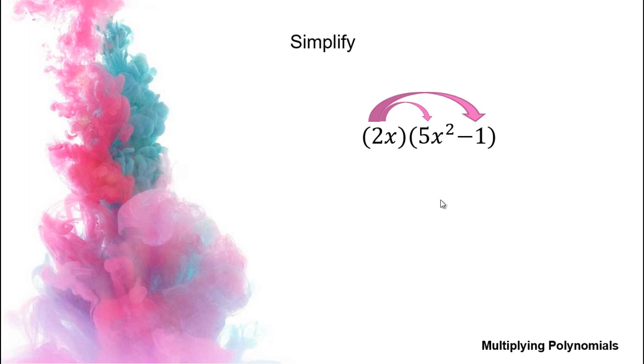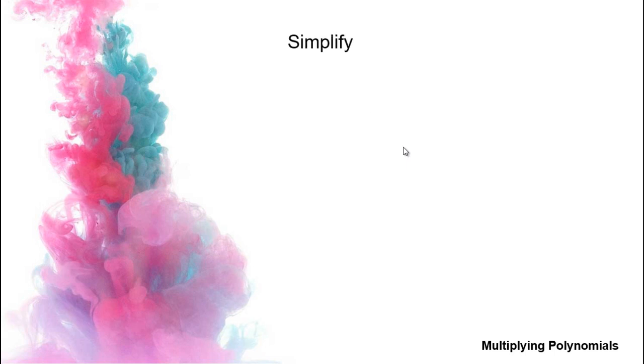So, we have 10 from 2 times 5. It becomes 10. Then x times x squared, so 1 plus 2, that is 3. Now 2x times negative 1. What is this operation, guys? So, that is 2x times negative 1. So, 2 times negative 1 is negative 2. Then, copy x. There is no x there, so you don't add any exponent to it. So, 10x cubed minus 2x is our final answer.